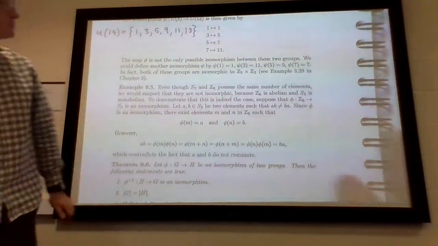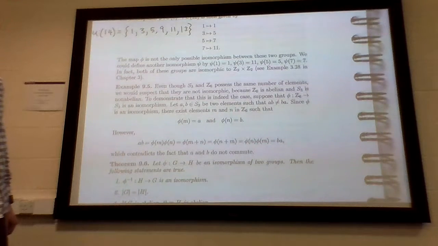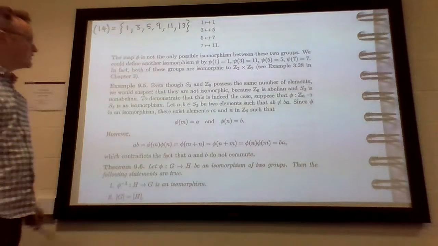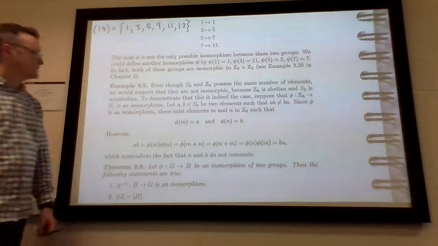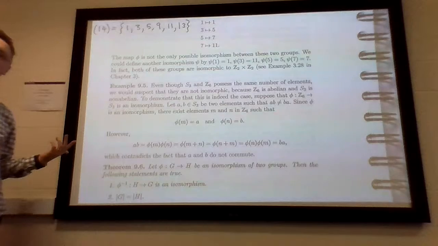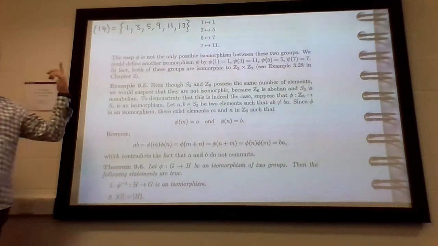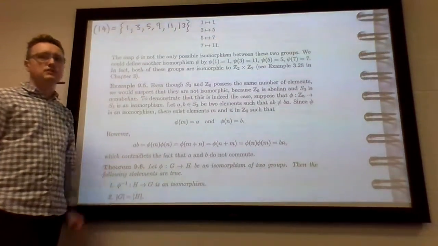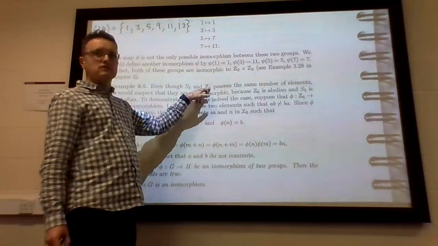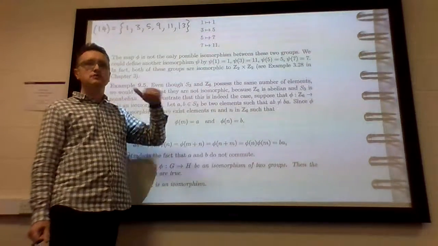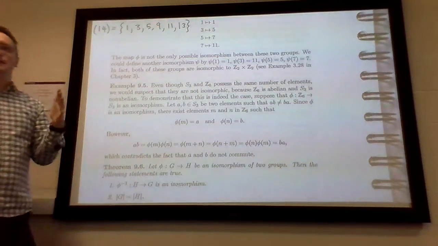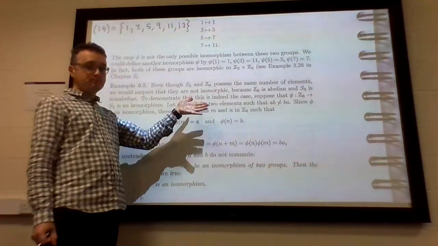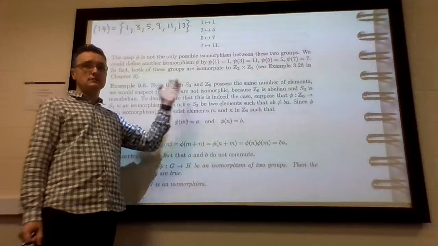Here's an interesting example, which is linked to a general idea. S3 and Z6. Remember, S3 is all permutations of 3 objects. There are n factorial of those, so there are 3 factorial, which is 6 permutations of 3 objects. Z6 is the integers under addition, modulo 6: 6 objects, 0, 1, 2, 3, 4, 5. Are these groups isomorphic? There are loads of bijections between them, because they're both 6-element sets.